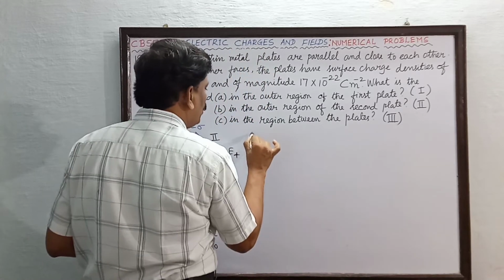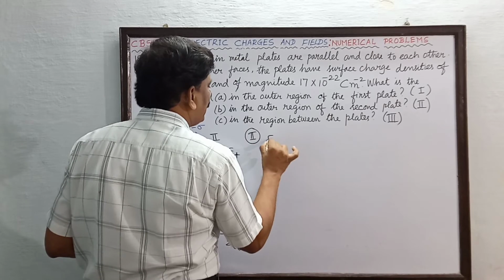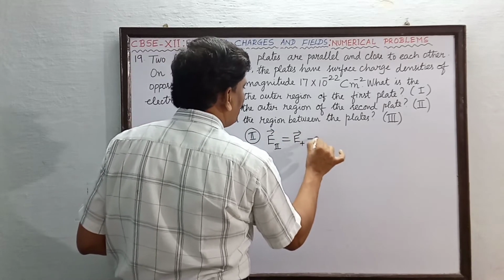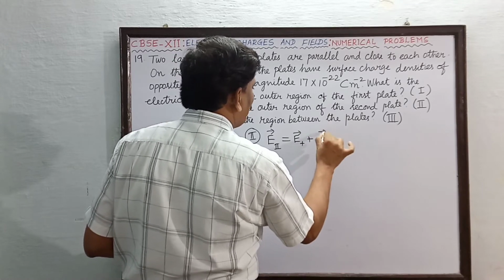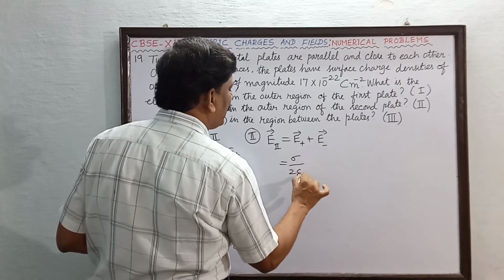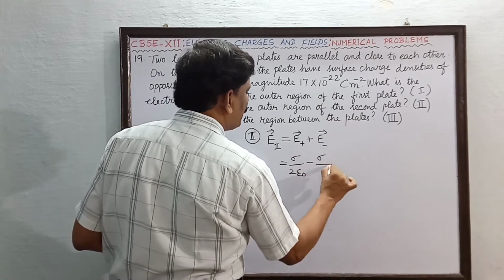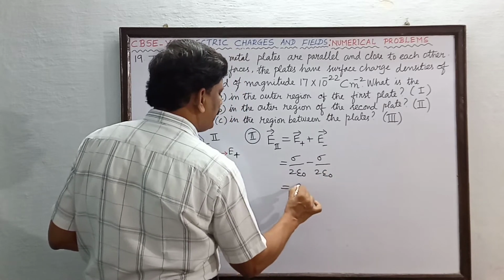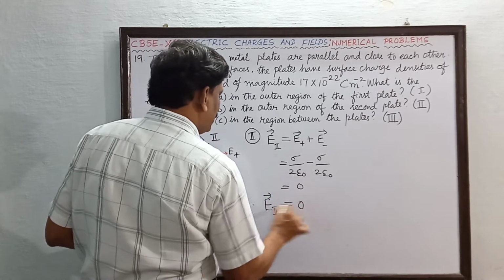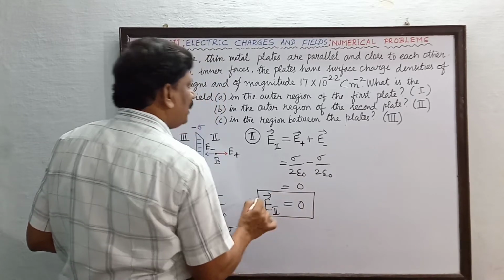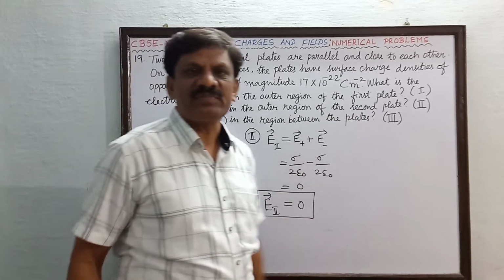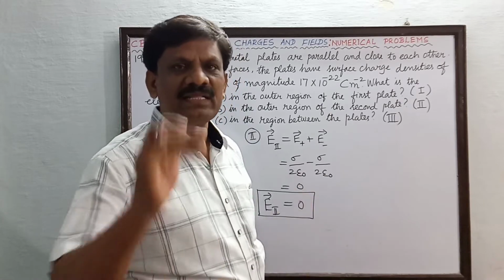So in the region 2, the net electric field E2 is equal to E plus vector minus E minus vector. So if you take the signs, it is sigma by 2 epsilon naught minus sigma by 2 epsilon naught. So this is equal to 0. Therefore E net in the region 2, that is the outer region of the second plate, also is equal to 0. Have you all understood? Okay. What is the third region?